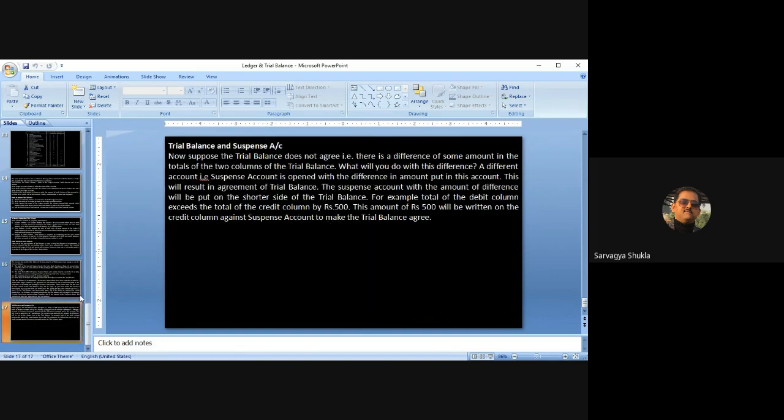तो देखिए, नाउ सपोज द ट्रायल बैलेंस डज नॉट एग्री, in that case the difference of the sum amount in the total of the two accounts column of the trial balance, what will you do in this difference? A different account, that is suspense account, is opened with the difference in the amount put in this account.